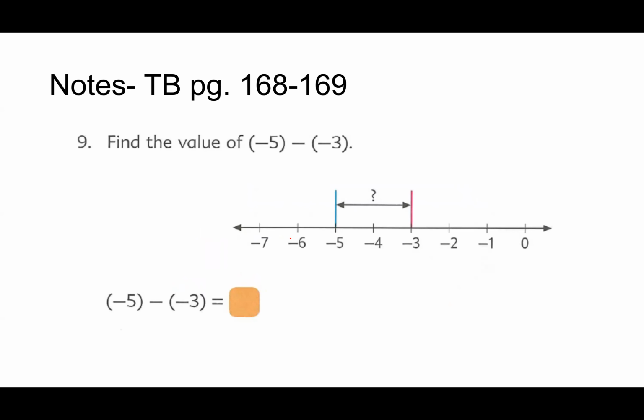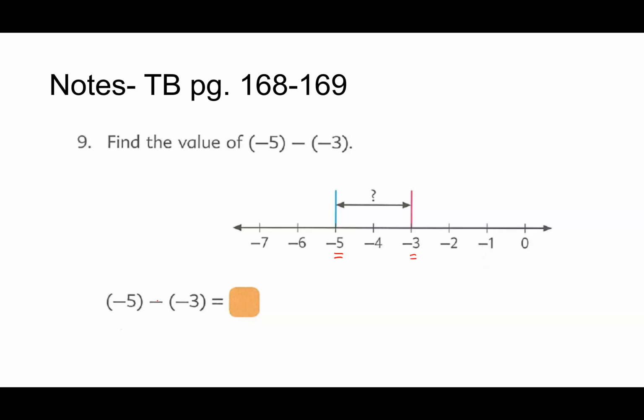All right, now we want to find the value of -5 minus -3. Now, is the subtrahend greater or less than the minuend this time? -5 is right here. -3 is right here. Is the subtrahend greater or less than the minuend? What is it, Tyler? It's greater. It's closer to 0. Great job. So will I have a negative or will I have a positive difference? I'm going to have a negative difference.